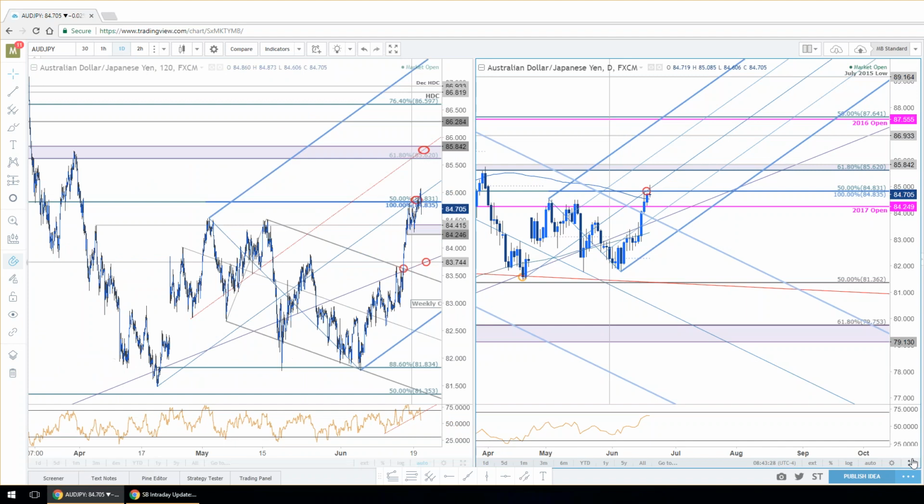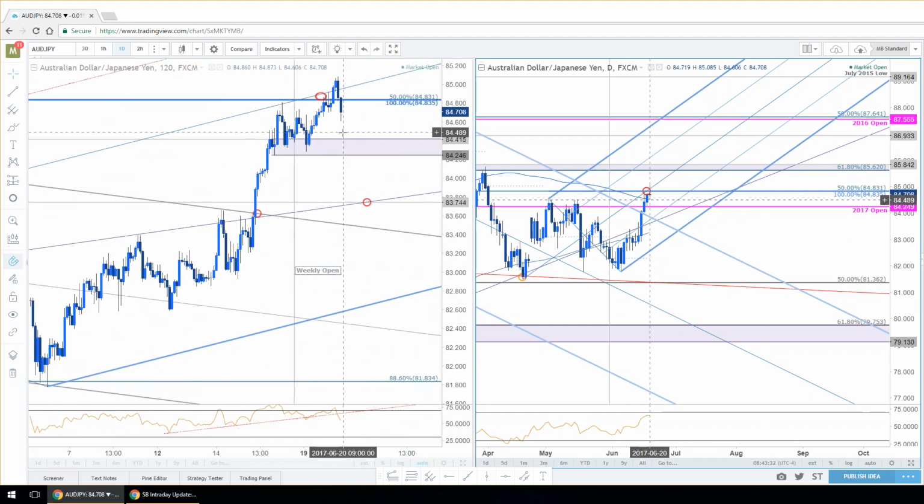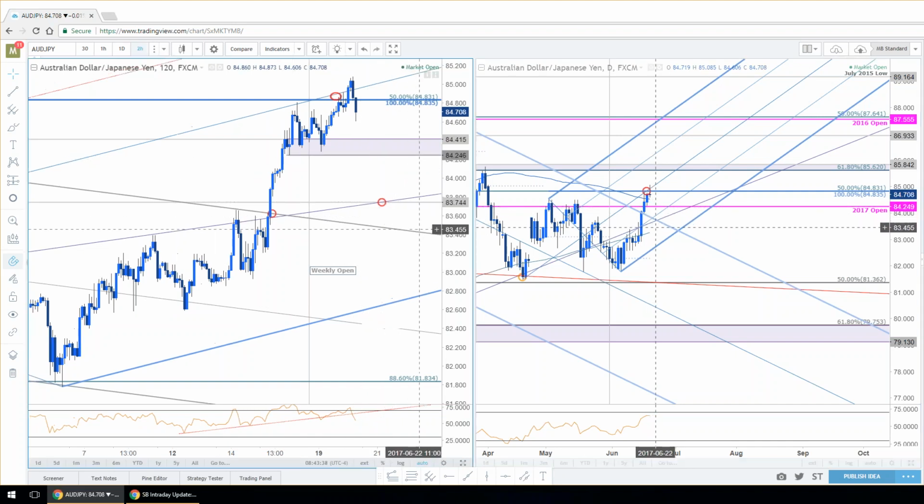So looking for the near-term pullback, again, first initial targets would be right here at the monthly open into 84.40 or so. Look for that break below 84.24, again, to fuel a leg lower here.